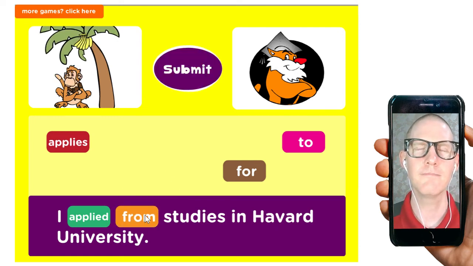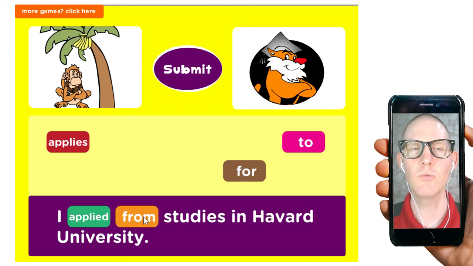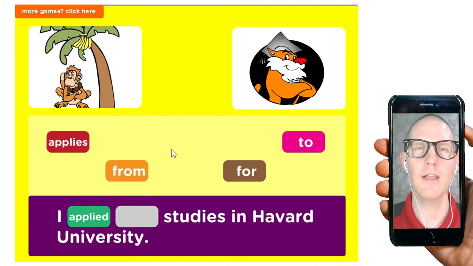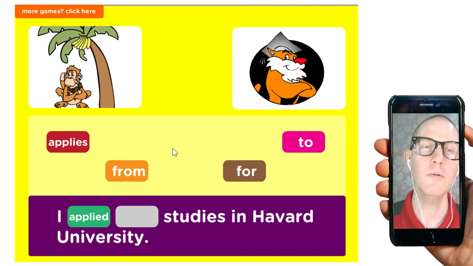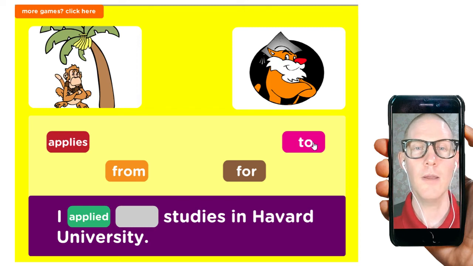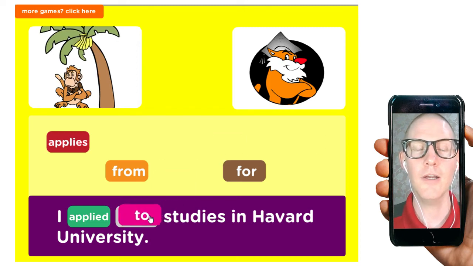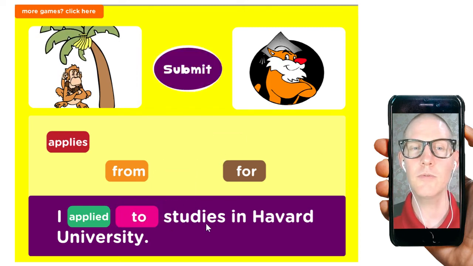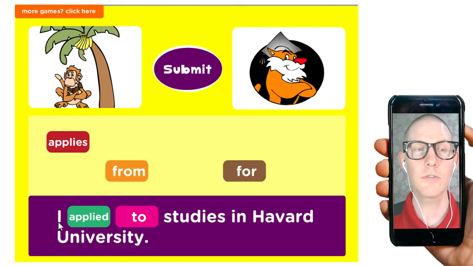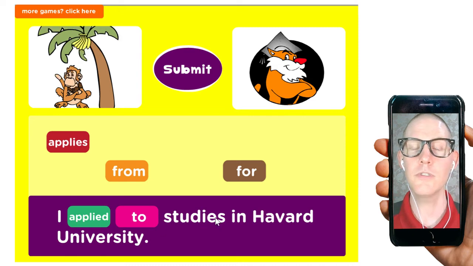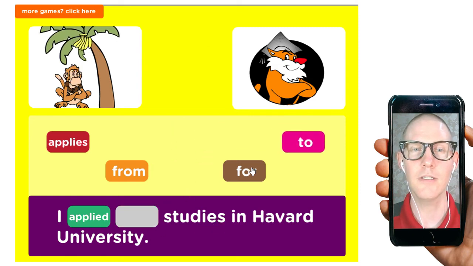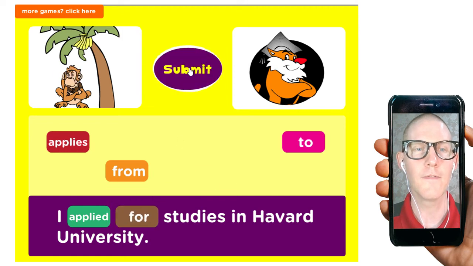Okay, so now we have different options. From studies? Sounds weird. I applied from studies? No, "from" is more like I left from the party and went home, or he's from Europe. "I applied to" sounds like it might work, but then "studies" would have to be in the infinitive form of the verb, the base form. If it said "I applied to study," then it might work, but it says "studies." So we have 4.